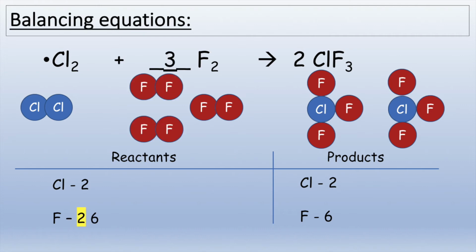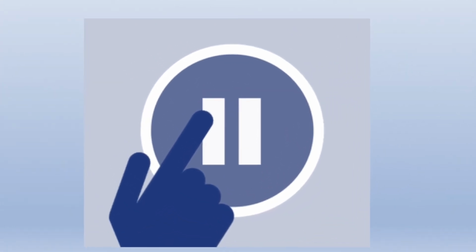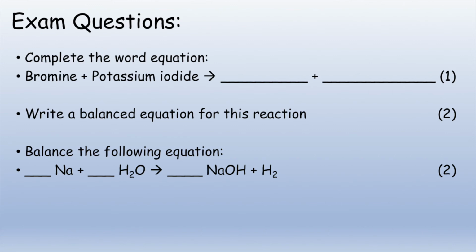The simplest way to correct this is to say that we will have 3 diatomic molecules of fluorine, making 6 on the reactant side and 6 on the product side. As you can see, this is now a balanced equation. You will now be given time to pause the video and answer this question. Complete the word equation. Write a balanced equation and balance the following equation. You must now pause the video for 5 minutes and an answer will follow from me.